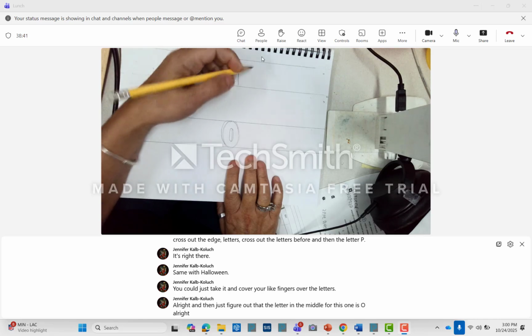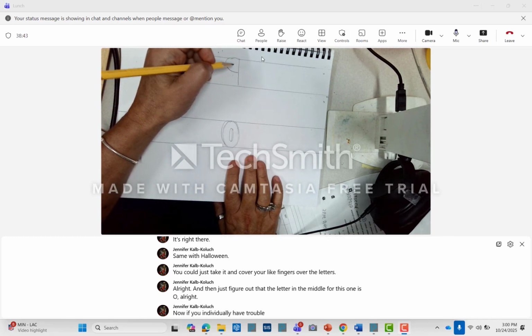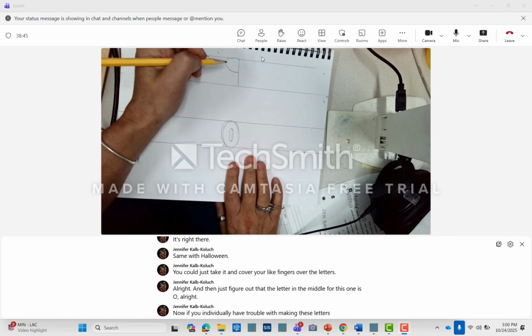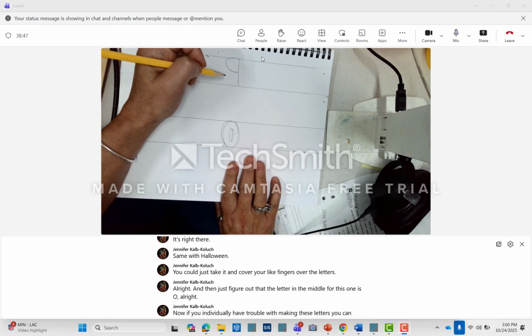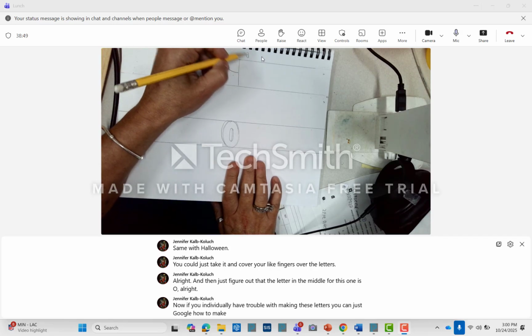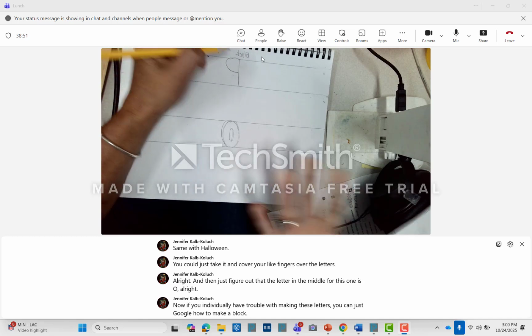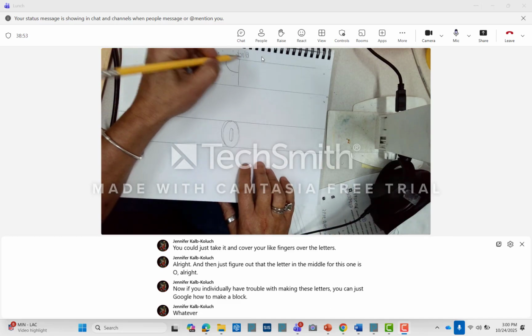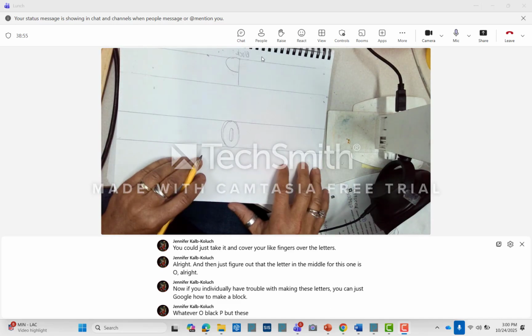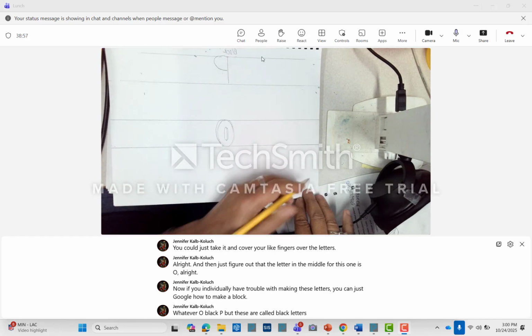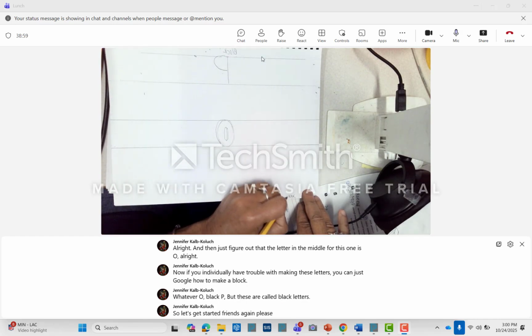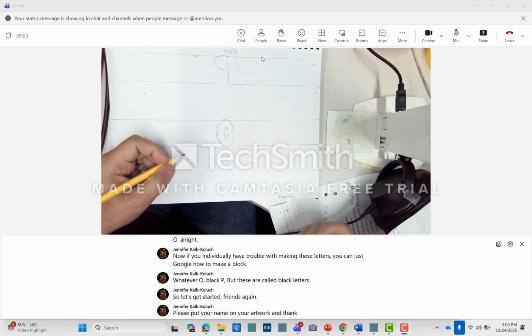Now, if you individually have trouble with making these letters, you can just Google how to make a block O, block P, whatever, but these are called block letters. So let's get started, friends. Again, please put your name on your artwork, and thank you all for being here today.